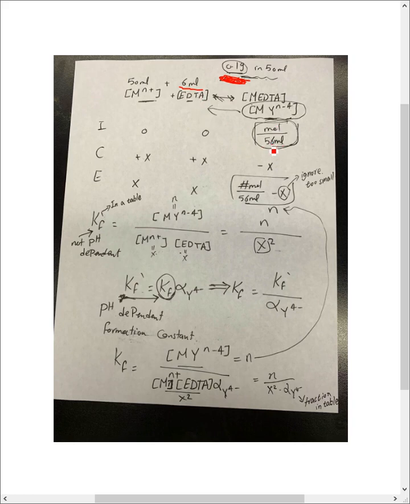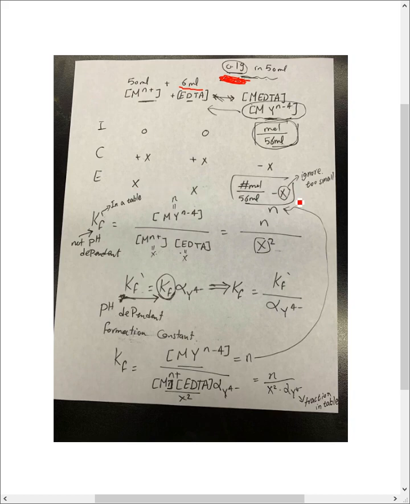So moles divided by the volume, 56 mL, will get a molarity. This molarity will decrease as this metal complex breaks down into reagents like the metal ion and EDTA. So it decreases by x, and these two reagents increase by x. So at equilibrium, the molarity of this metal complex is the number of moles divided by 56 minus x. And these two at equilibrium would be x.